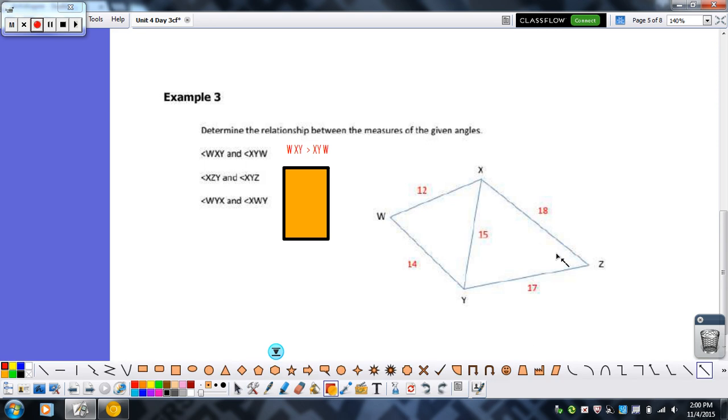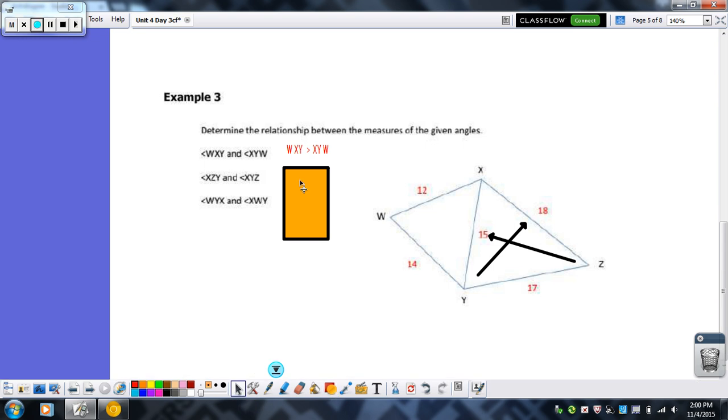Next, we're looking at XZY, which is this angle that opens up to 15, and XYZ, which is this angle that opens up to 18. Since 18 is larger than 15, we know that XZY is going to be less than XYZ.